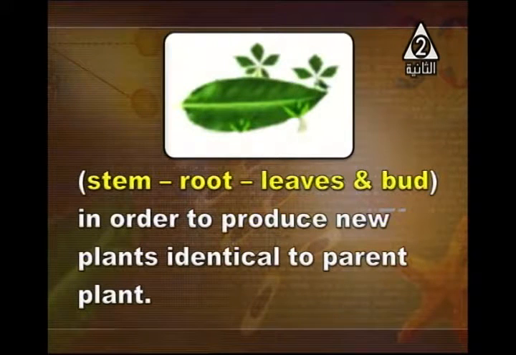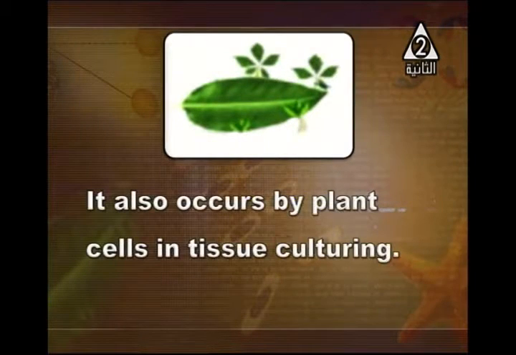They are used in order to reproduce new plants identical to the parent plant. It also occurs by plant cell and tissue culturing. Again, we say that vegetative asexual reproduction depends on the vegetative organs of the plant, not on seeds.